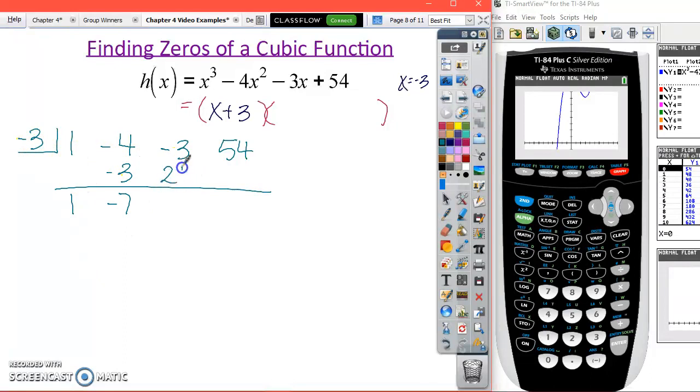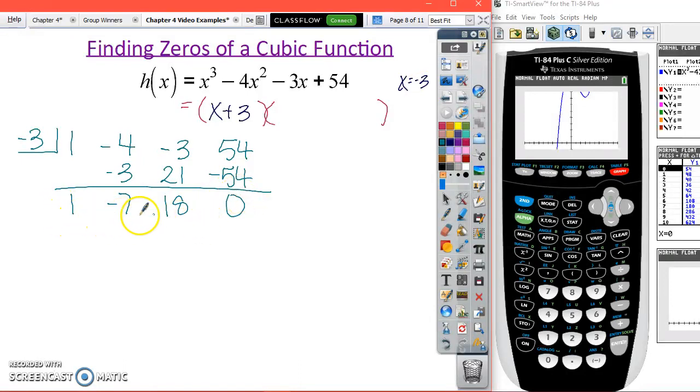-7 times -3 is positive 21. Added to a -3 is going to give us a positive 18. Multiply that by a -3. That'll give us a -54. Added to 54 will give us a 0. This should be a 0 since -3 is a factor. Our remainder should be 0. We shouldn't have anything left.